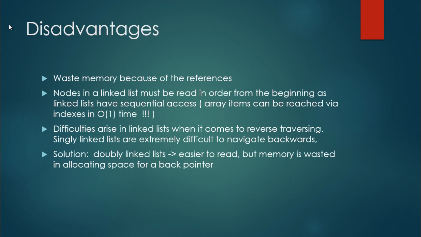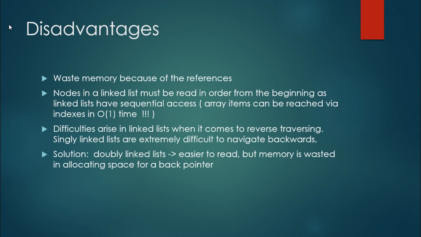The disadvantage of a linked list is that it wastes memory because of the references. Every node stores a reference to another node. That's why it's a linked list. And nodes in a linked list must be read in order from the beginning, as linked lists have sequential access. Array items can be reached via indices in constant time complexity. So with arrays, if we have an index, for example, if we want to get the 19th item, it can be done very fast. But in a linked list, we are not able to do it. We have to go sequentially through the whole list, and it can be done in linear time complexity.